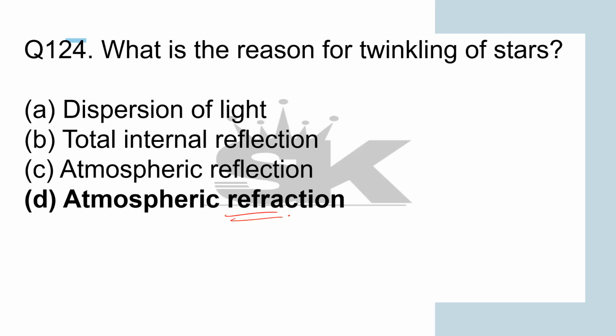Please remember this one. The starlight on the Earth's surface undergoes refraction continuously before it reaches the Earth. Right? The starlight bends towards the normal as it enters from rarer to denser medium. The air near the Earth's surface is denser than the upper layer. Therefore, the apparent position of the stars is slightly different from its actual position when it is viewed from the horizon. Okay.